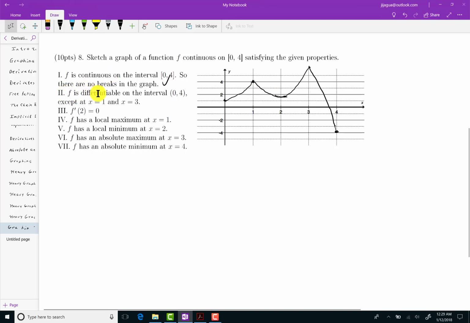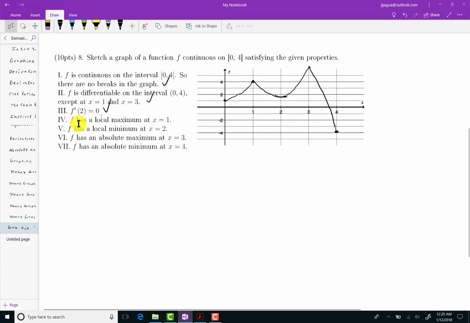F is differentiable on the interval 0 to 4 except at 1 and 3, so not differentiable at 1. It's smooth elsewhere. And it's not differentiable at 3. F prime of 2 equals 0. There it is right there.